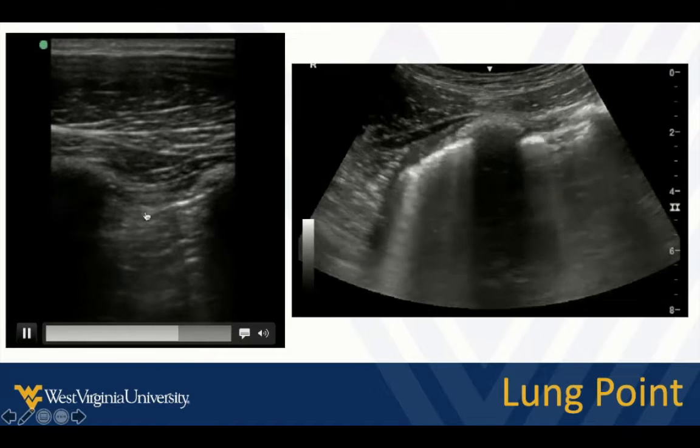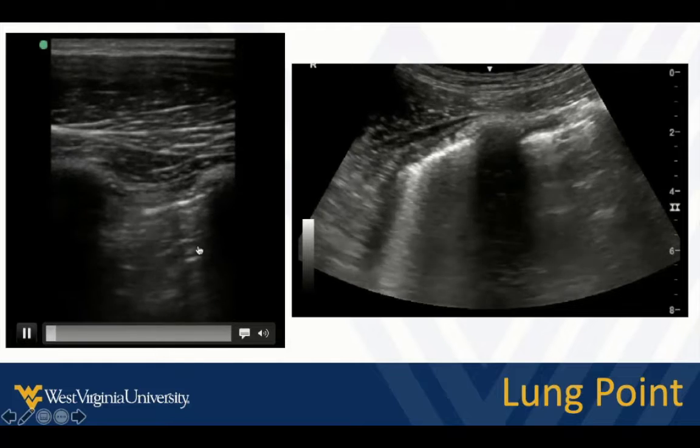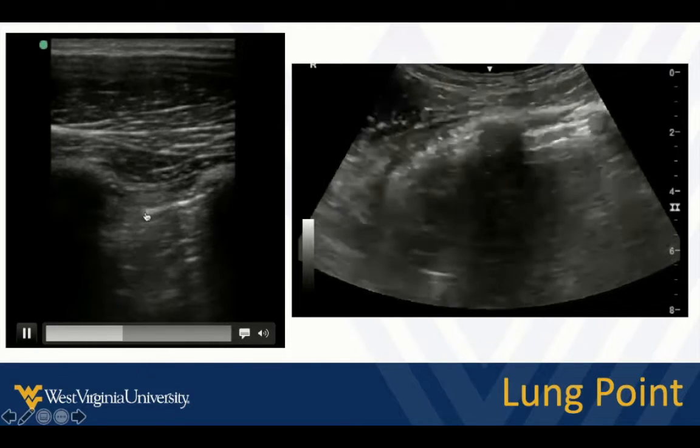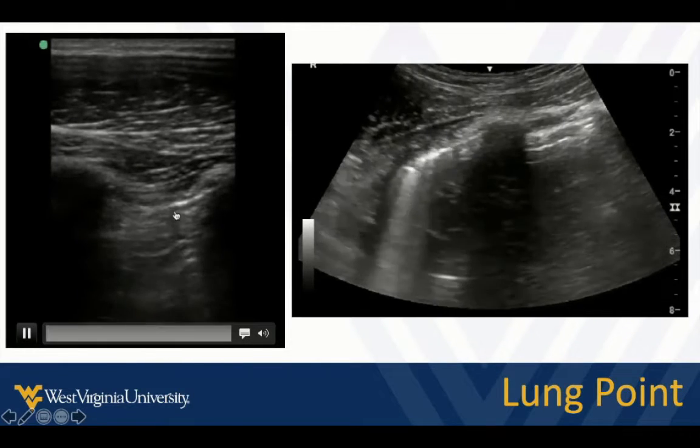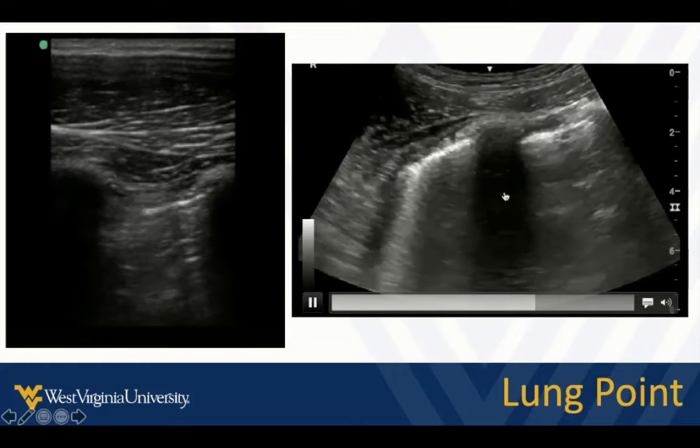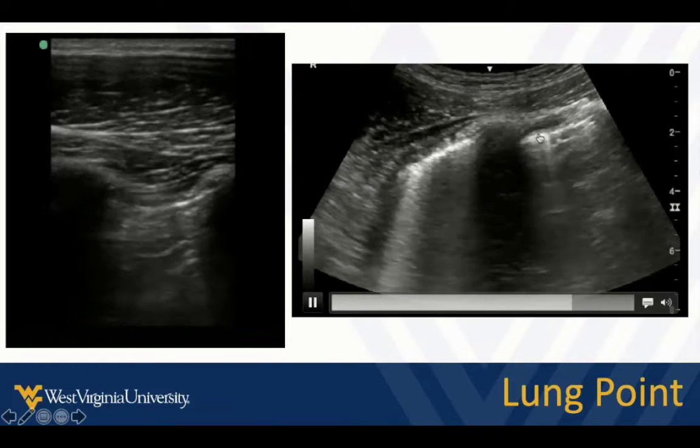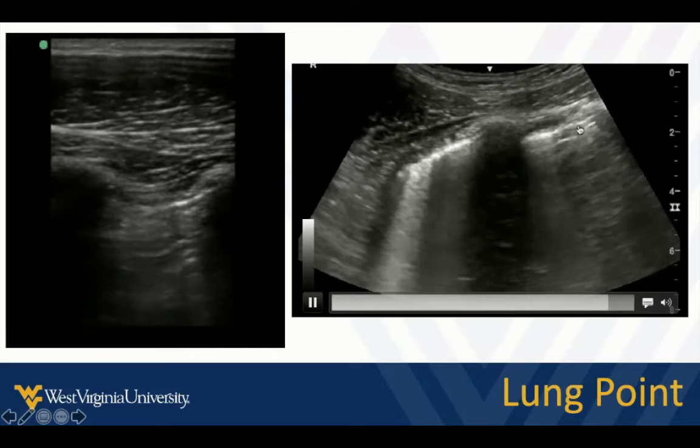So here to your left we see an example where we don't see any sliding, and then just intermittently that lung pops up. That's a lung point in action. Over here on this side, we're looking in the chest, we see rib shadow, we can see the pleural line, and there's no sliding here whatsoever.